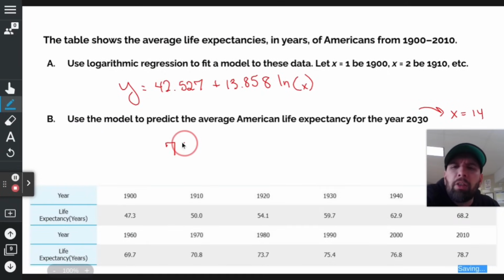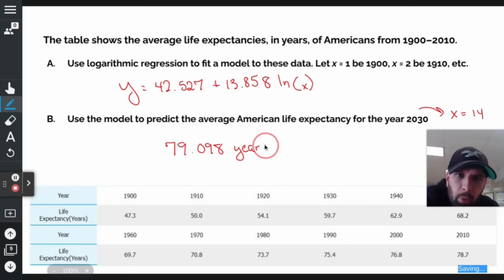All right, man, people be living up to 80 years old. So we get 79.098 years. It's a long life. I don't know if I want to live that long. I mean, no, I don't want to live that long.